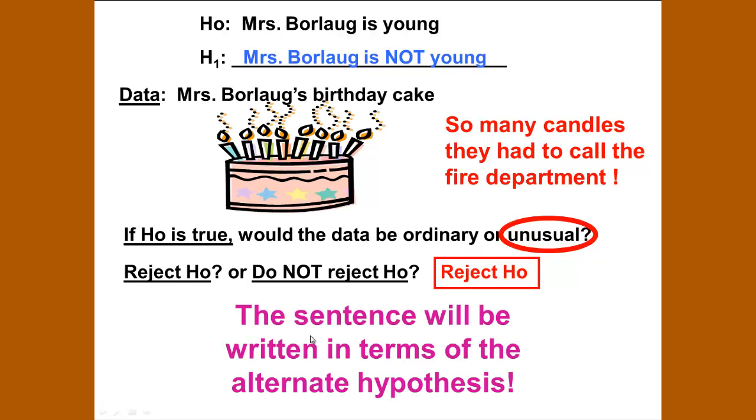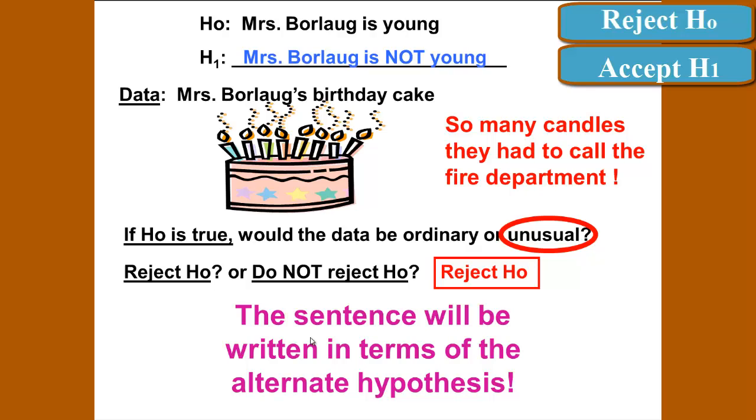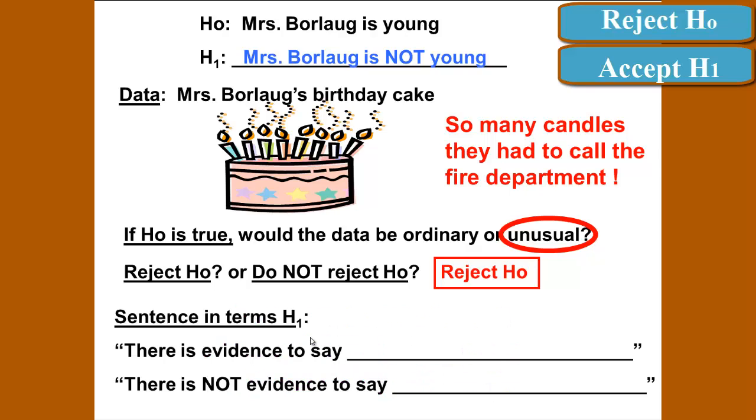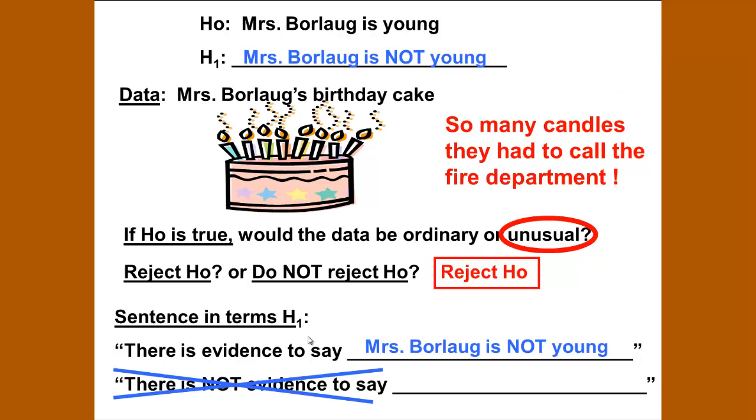The sentence will be written in terms of the alternate hypothesis. And since we reject H0, that means we will accept H1. There is evidence to say that Mrs. Borlaug is not young.